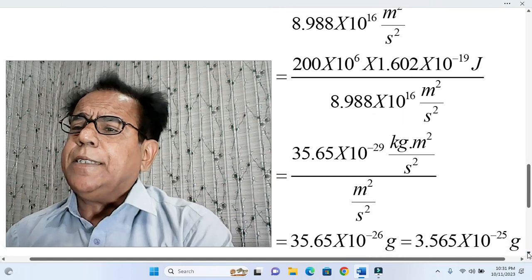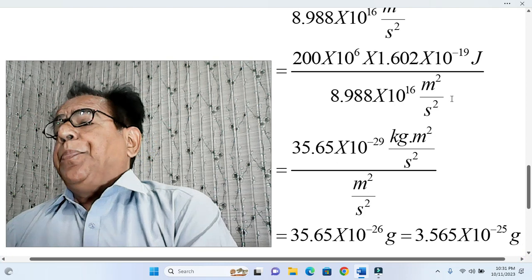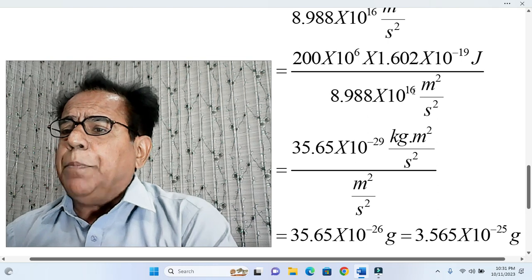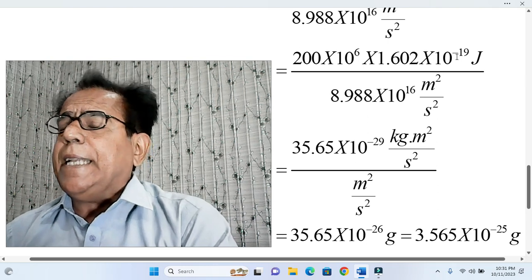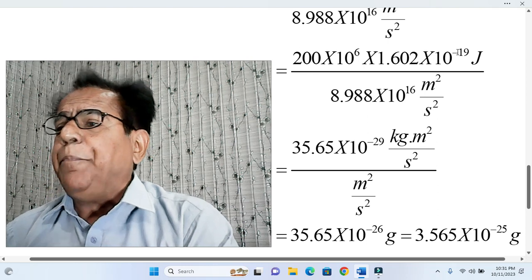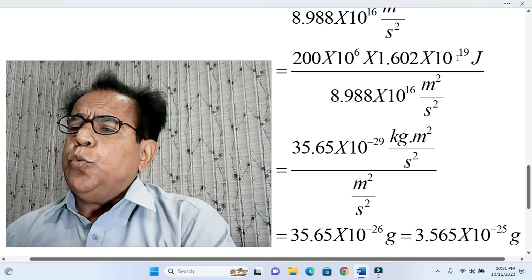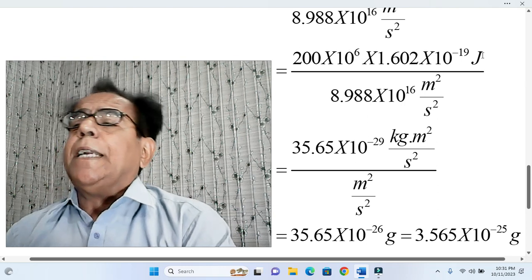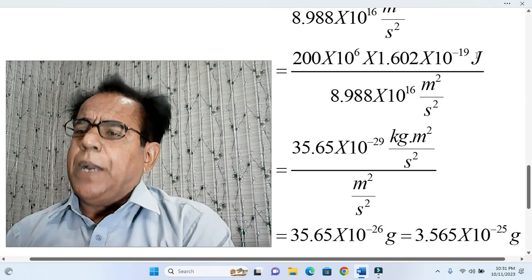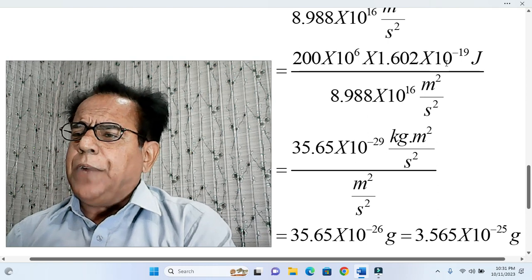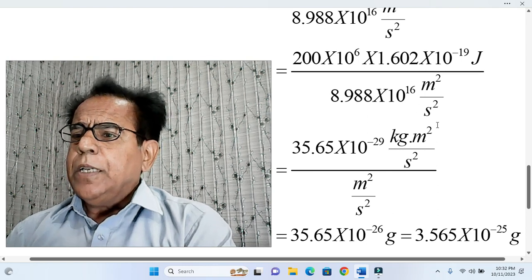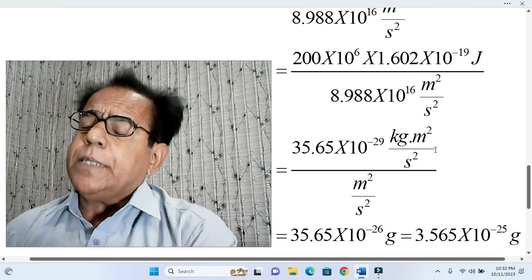Actually, dear students, what is going on? This 10 raised to the power 16, when shifted to the numerator, will become minus 16. So minus 16 and minus 19 will be added, and these will contribute to 35. However, this 10 raised to the power 6 is plus, so this 6 will be subtracted from 10 raised to the power 35. So 35 minus 6 is 29. One more change we have made.